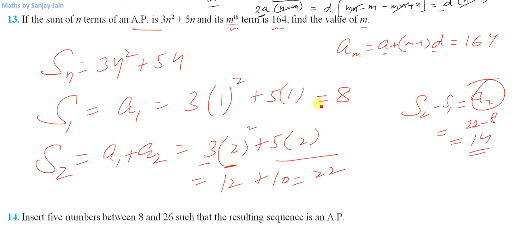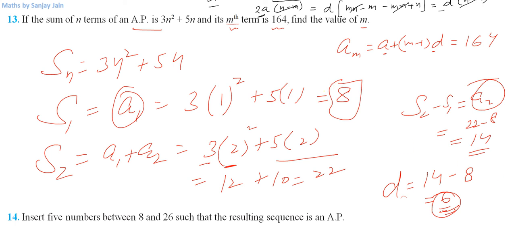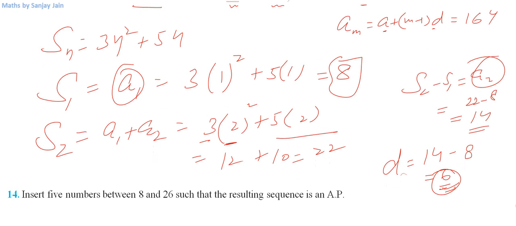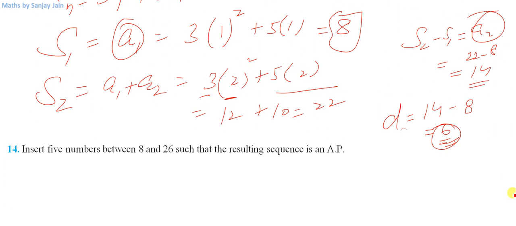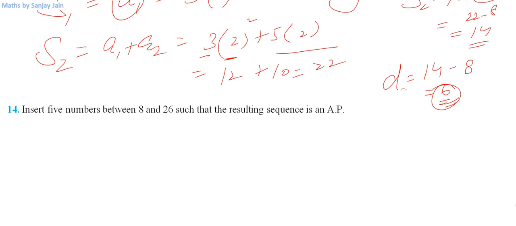Now I've got the second term. I've got the first term. Common difference will be what? 14, that is second term, minus first term. So the common difference will be 6. Okay. Common difference is 6. First term is 8. Rest of the story you already know. So these are the two ways you can think about this question.